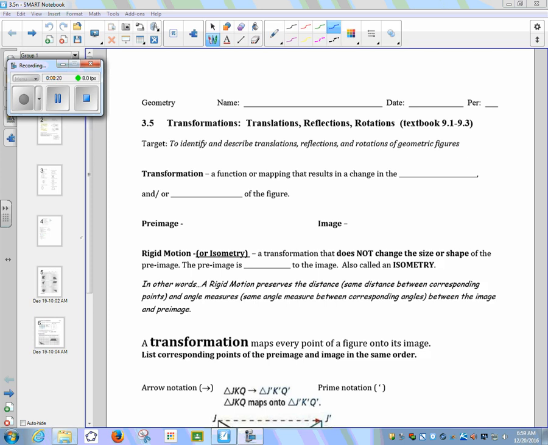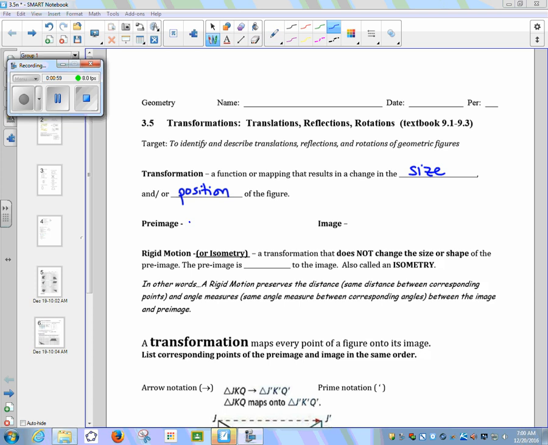It's a function or mapping, meaning from one polygon or figure, it maps to a new polygon or figure. And it changes in either size or position. It's not going to actually change the shape. It's still going to be the same shape. When we do this kind of transformation, you can think of a transformer, remember those toys? Transformers that change from one thing to another.